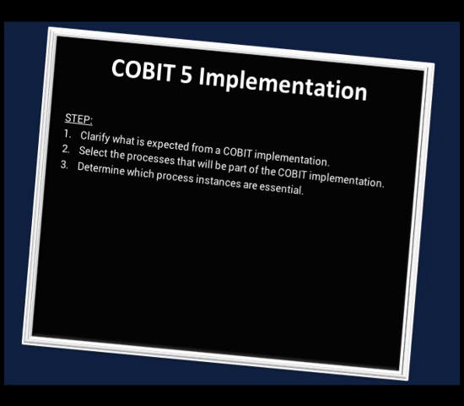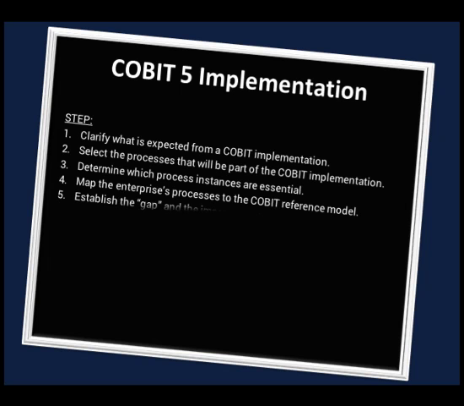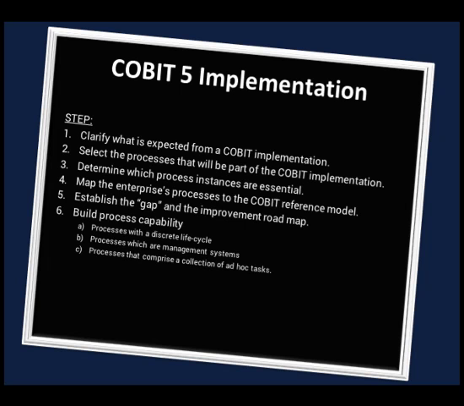The third step will be to determine which process instances are essential. For example, managing change is made up of process instances for emergency, standard, and trivial changes. Step 4 will be to map the enterprise's processes to the COBIT reference model. Step 5 will be to establish the gap and the improvement roadmap. Step 6 will be to build process capability.